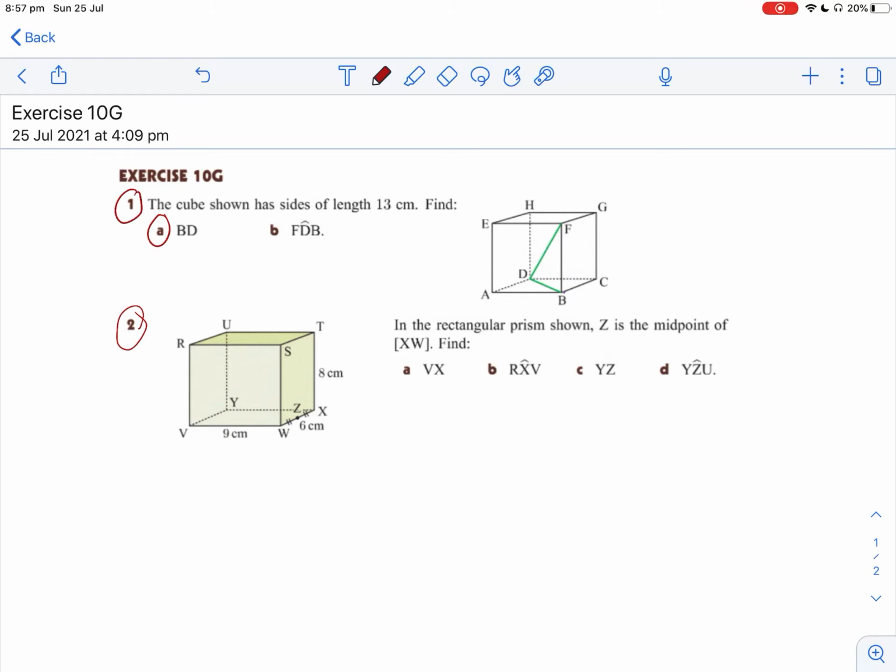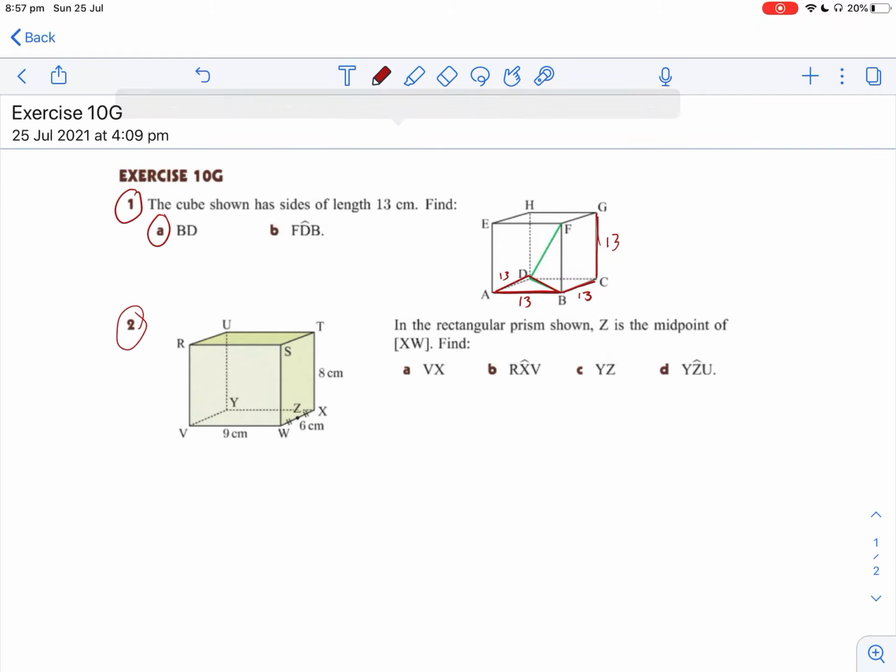So to start off, let's have a look at this diagram. The cube shown has side lengths of 13, so that means all of these side lengths would be 13 because it's a cube. Find BD. So I want to find this diagonal length here. And the way I visualize it is I know that this length of AD is 13 and I know that this length of AB is 13.